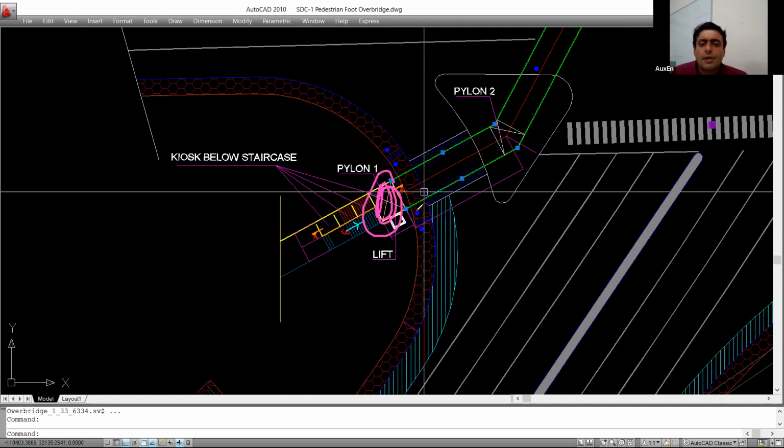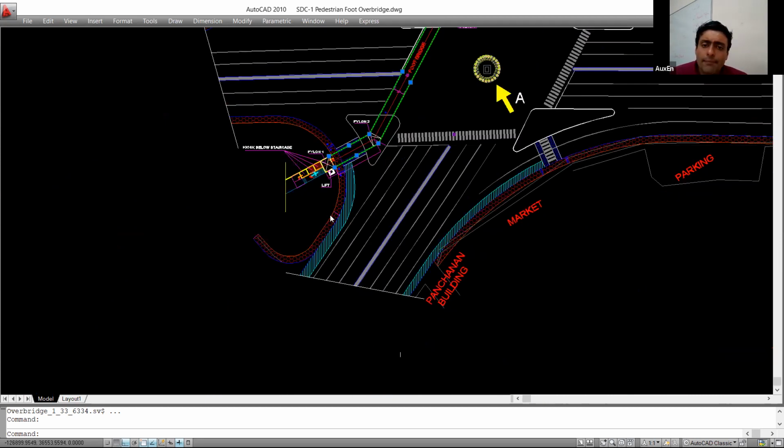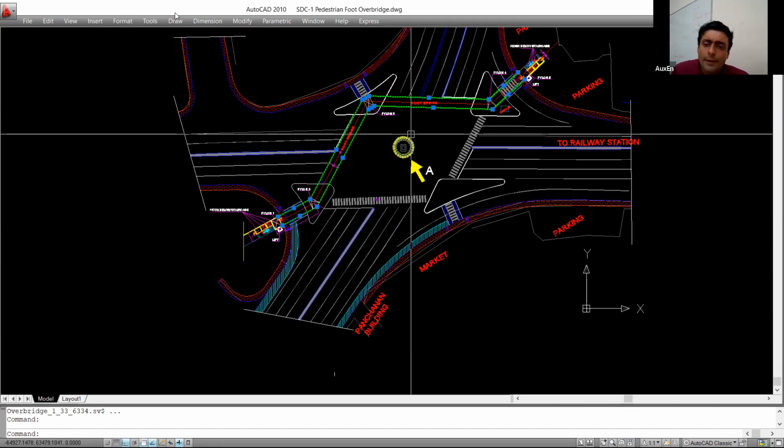So overall, by providing this alignment, we have ensured that none of the traffic is getting obstructed, and all the vertical pylons or columns that we have taken are in the areas where we have provided traffic islands. Those are the regions where we have taken pylons. So none of the pylons is actually obstructing your traffic. All the pylons that you see in pink or magenta colored boxes are not obstructing the traffic in any way. So this was how the initial planning was developed.